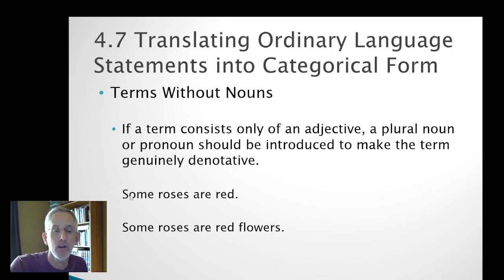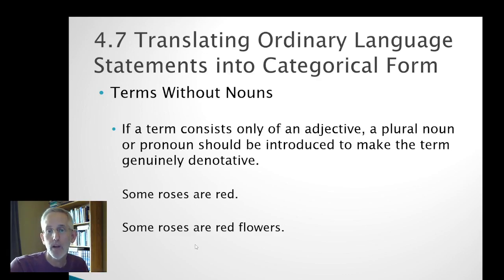If we're given the proposition, some roses are red, that's not standard form because the predicate position here, red, has to refer to an object. It has to denote an object. And so it does in the subject slot. Roses are objects, but the predicate slot is just the adjective red. And so in order to put it into standard form, you would simply translate it into some roses are red flowers. Or you could say red things or red objects.